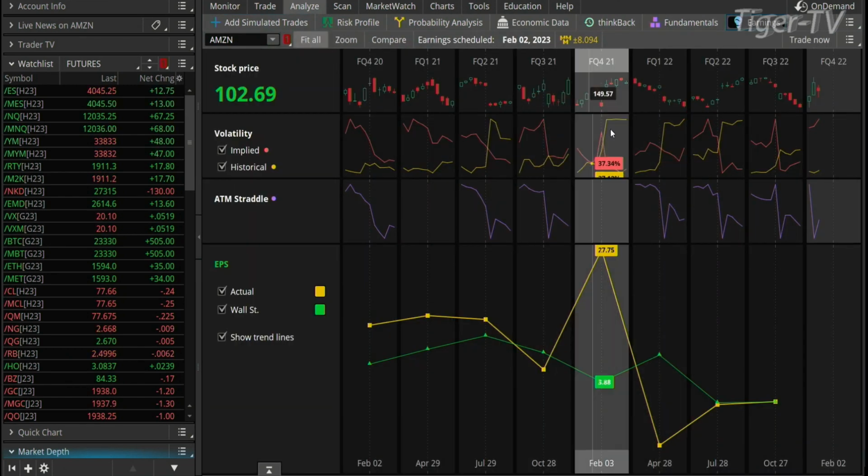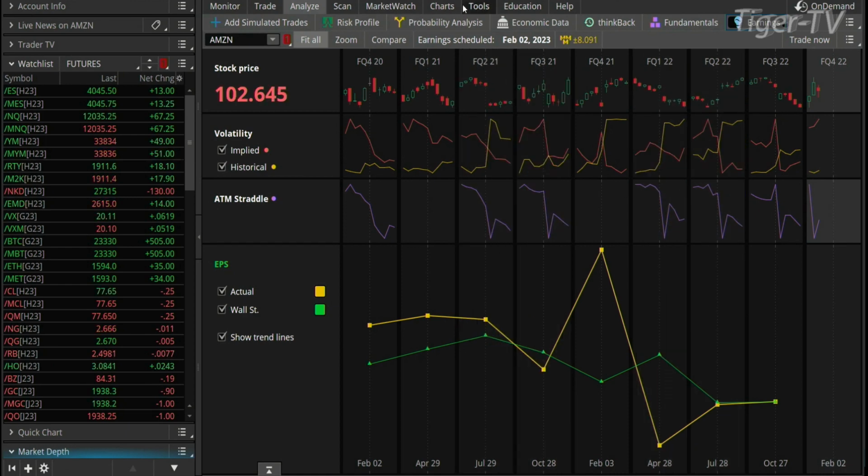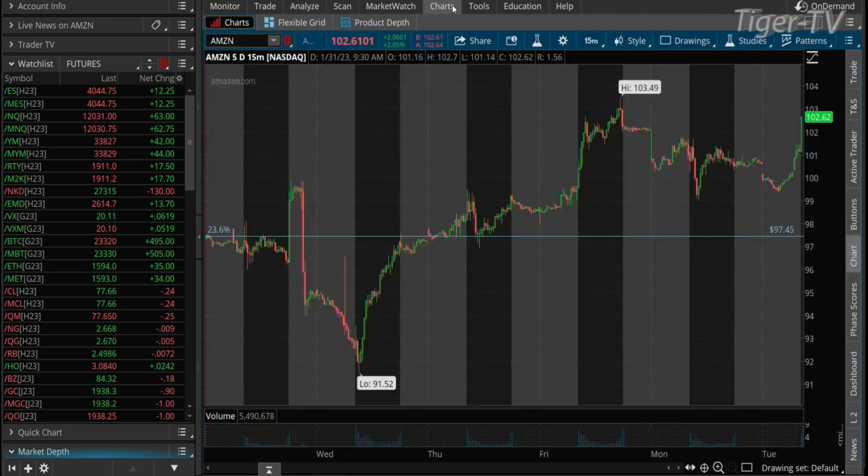Amazon with their numbers on Thursday. My son's birthday, he's going to be 2 years old, man. Amazon, you're looking at about an 8% move in either direction. We got a 2% pop coming into today's action on Amazon. We're up to 102.62, recent high of 103.49.